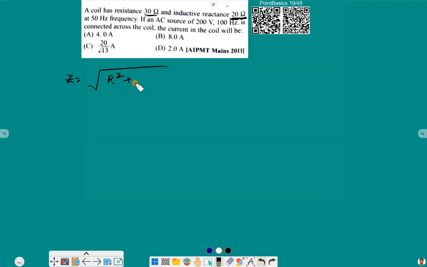So impedance will be root of R square plus XL square. That will be 30 square is 900, 20 square is 400, so it will be root 1300, or 10 root 13. This will be the value of impedance at 50 hertz. But we have been asked to find the current at 100 hertz, so we have to find this value at 100 hertz.